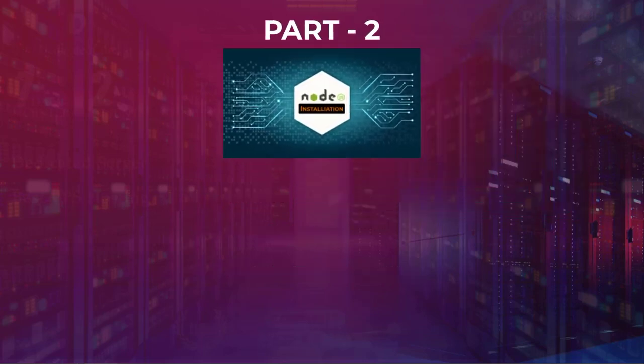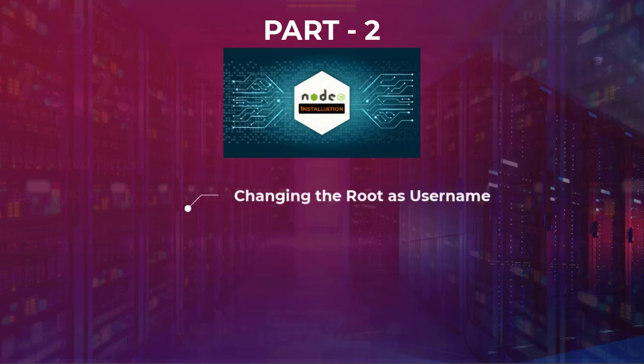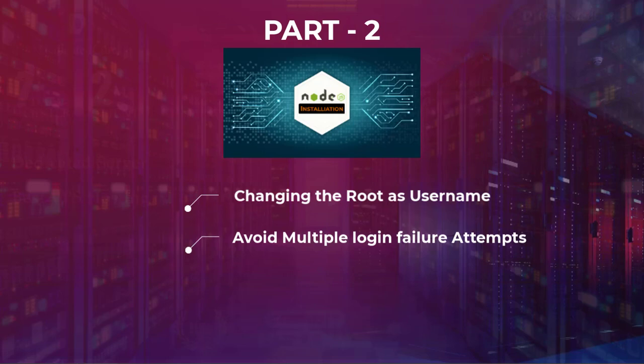Whereas in the second video, we are going to do some additional settings. First, changing the root username to something else so nobody can guess your server username. Second, avoiding multiple login failure attempts so we can block the IP address. Third, for Node.js, we need some other applications like GCC and Yarn. So we will configure that in the second video.